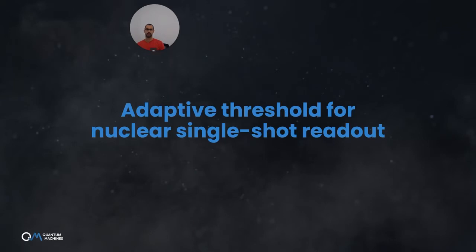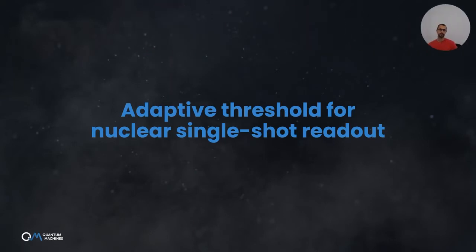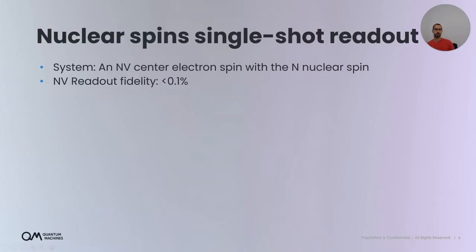So the first thing I want to talk about is adaptive threshold for nuclear spin. Okay, so what's the system? We have an NV center, that's the electron spin, and then it has, for example, the N nuclear spin. It can also be, of course, a C13 or something else. And the NV readout fidelity is very low, it's less than 0.1%. But we can use the N, for example, as a memory, or we could just want to read some nuclear spin.